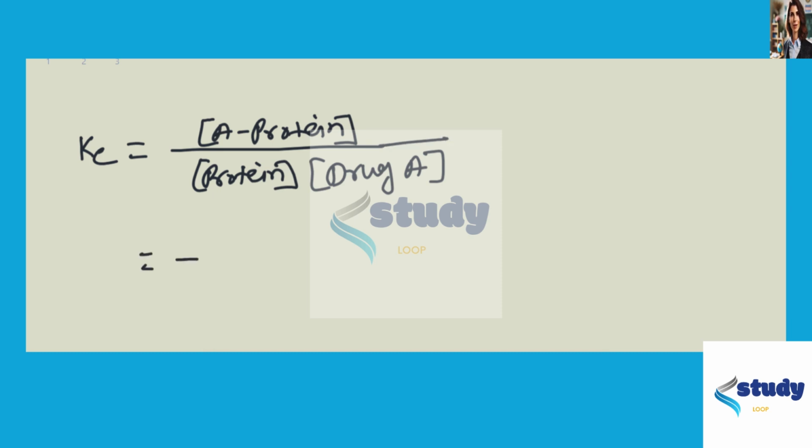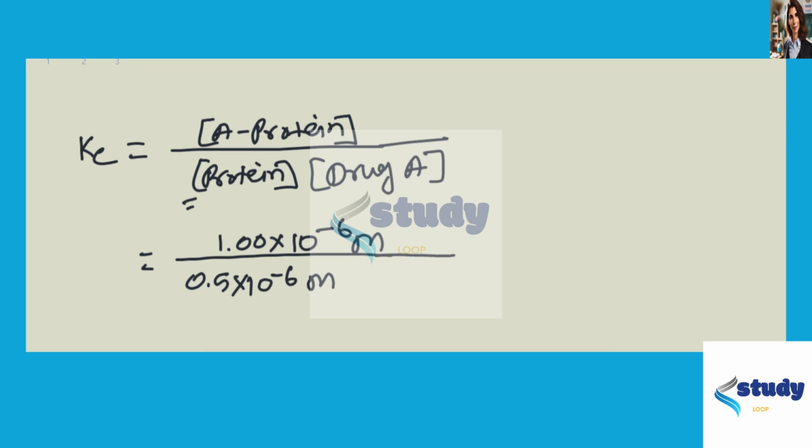And from here, the drug A protein complex concentration we are given as 1 times 10 to the power minus 6 molar. So this is the value of X, the drug A protein complex concentration at equilibrium. Now we have calculated the protein concentration at equilibrium as 0.5 times 10 to the power minus 6 molar, times the drug A concentration we have calculated as 1 times 10 to the power minus 6 molar.